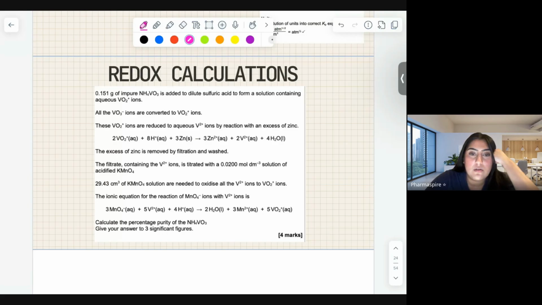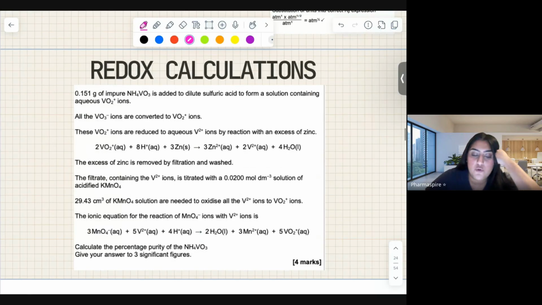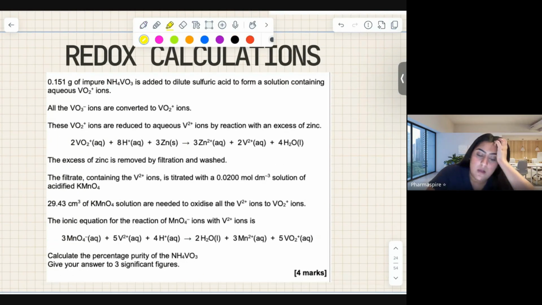Right. Redox. My best tip to you guys for redox is to work backwards. That's what I always tell my students. So let's read it. We've got 0.5 grams of impure NH4VO3 added to dilute sulfuric acid to form a solution containing aqueous VO2+ ions. All the VO3 ions are converted to VO2+ ions. These VO2+ ions are reduced to aqueous V2+ ions by reaction with excess zinc. Okay, right. Kind of put that in one ear and out the other. They're basically explaining the equation to you.